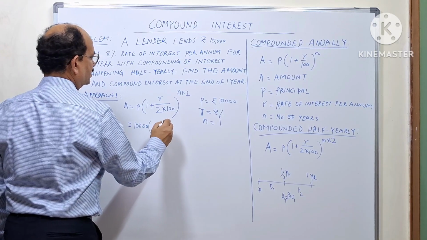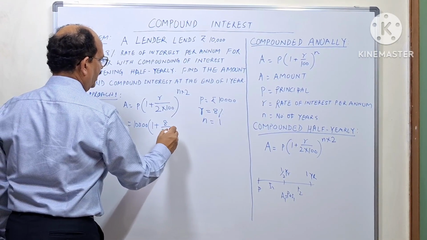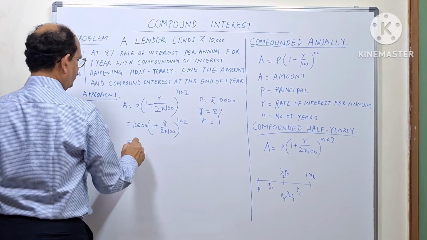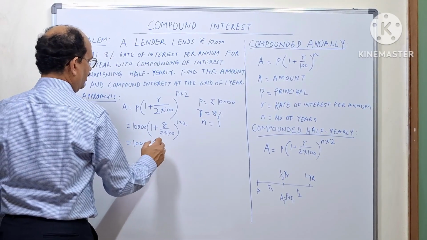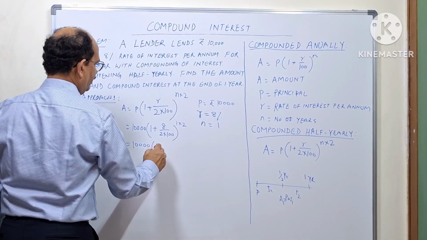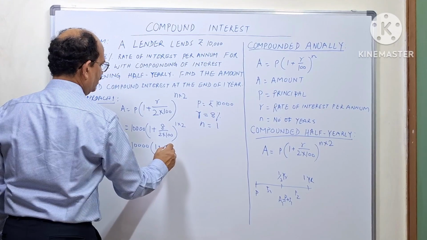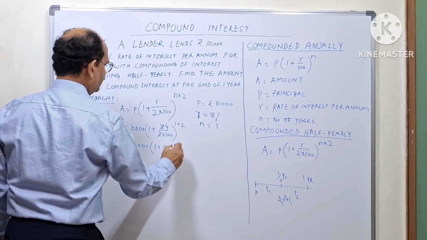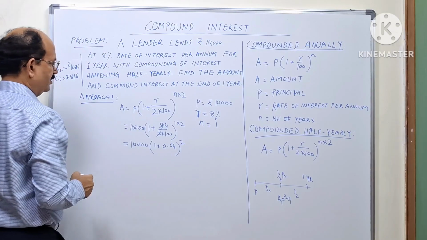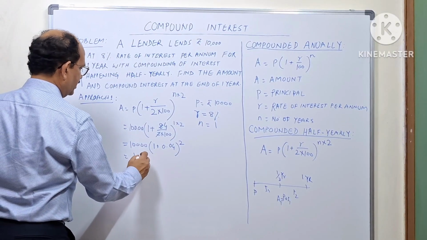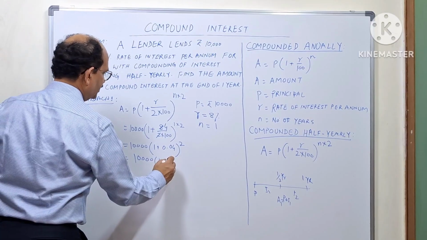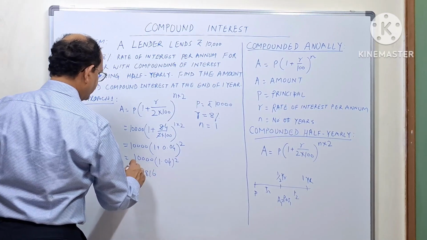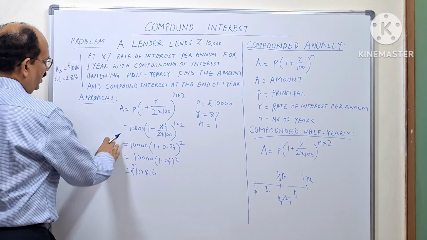So we would write then 10,000 by 1 plus 8 by 2 multiplied by 100 and 1 into 2, which will become 10,000 times 1 plus 0.04, the whole square. So which will be 10,000 multiplied by 1.04 the whole square, and this will lead to 10,816.